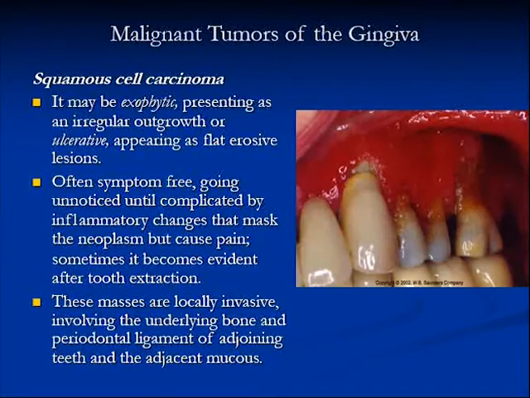Next is squamous cell carcinoma. It is a well-known malignant tumor of the gingiva. It may be exophytic, presenting as an irregular overgrowth, or ulcerative, which appears as a flat erosive lesion. It is often symptom-free, often going unnoticed until complicated by inflammatory changes that may mask the neoplasm but cause pain and loosening of the teeth. It is locally invasive, involving the underlying bone and periodontal ligament of adjoining teeth and adjacent mucosa. Metastasis is usually confined to the region above the clavicle. However, more extensive involvement may include the lung, liver, or bone.